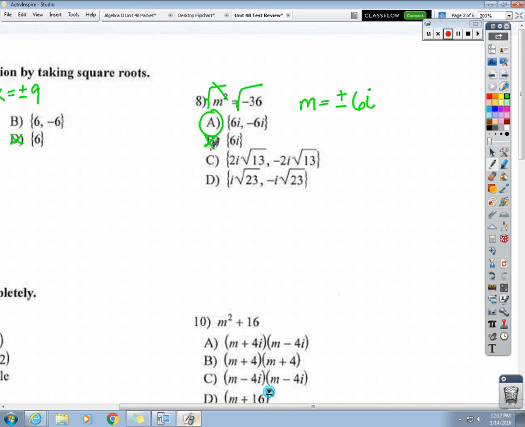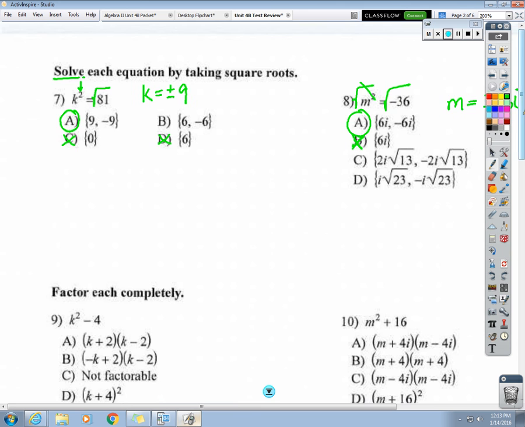So see how it can be helpful to eliminate things? That way you don't accidentally pick that. Like as soon as you see 6i, you might be like, oh, 6i, and forget about the plus or minus. But if you rule that out at the beginning by just knowing there's two solutions, you won't make that mistake. Okay, now let's look at number 9.